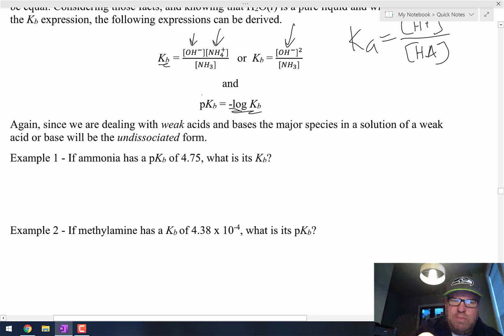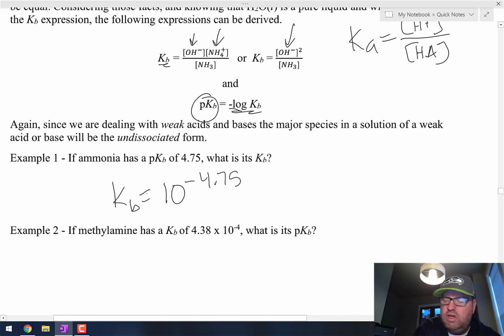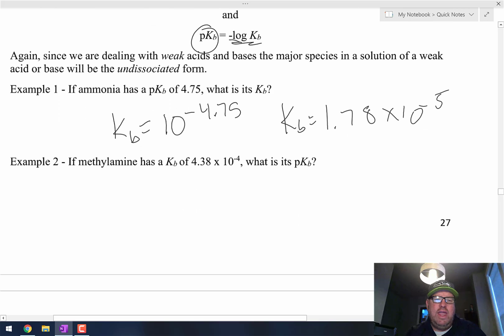So again, to get pKb, we take the negative log of the Kb. So to go backwards, if we know the pKb, we have to go 10 to the negative 4.75. Just like with pH, you have to take 10 to the negative pH to get to the hydrogen ion concentration. So 10 to the power of negative 4.75 equals, put that into scientific notation, the Kb is going to equal 1.78 times 10 to the minus fifth.